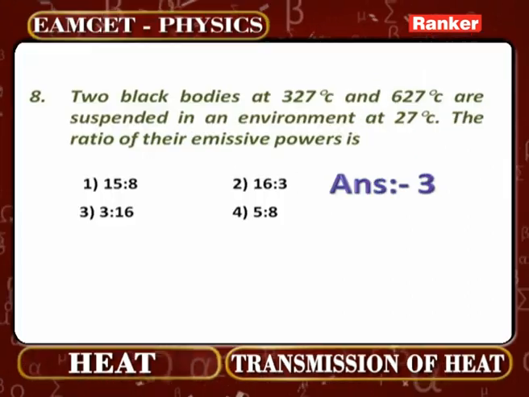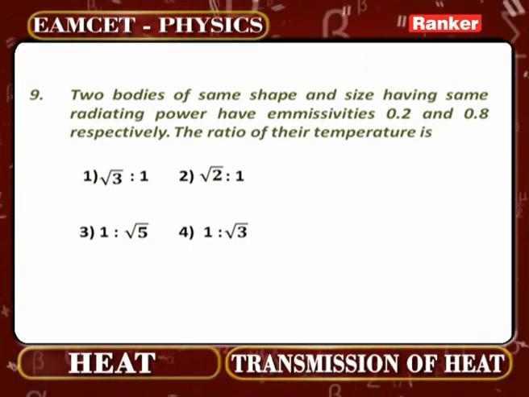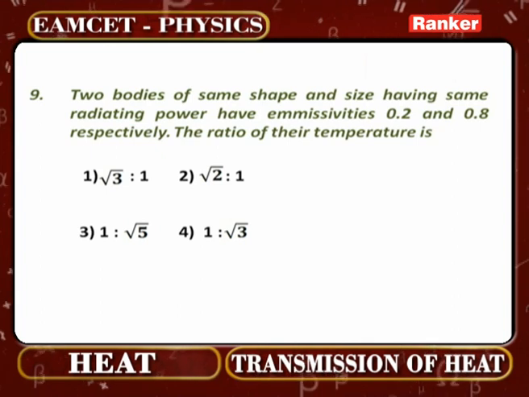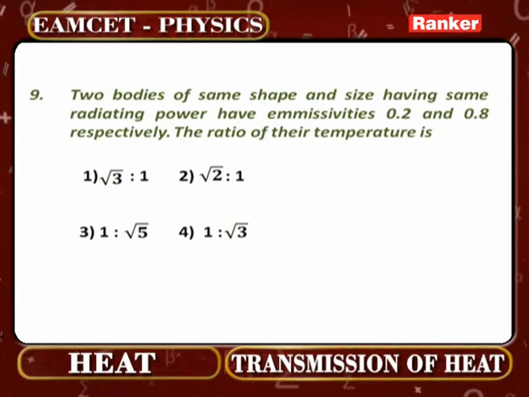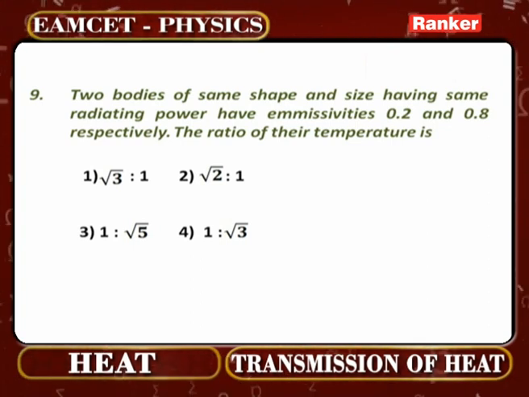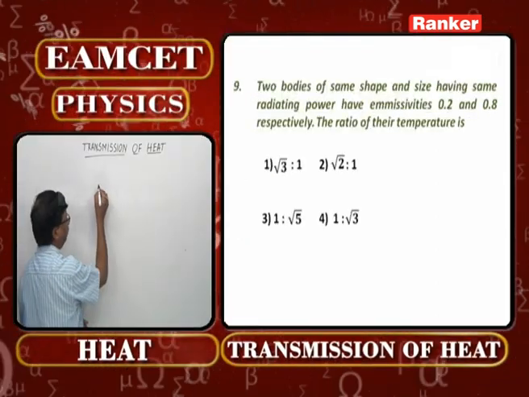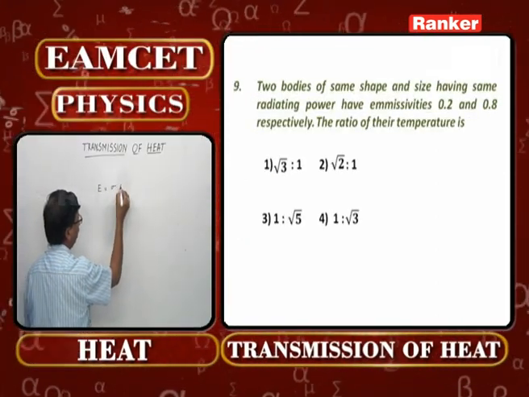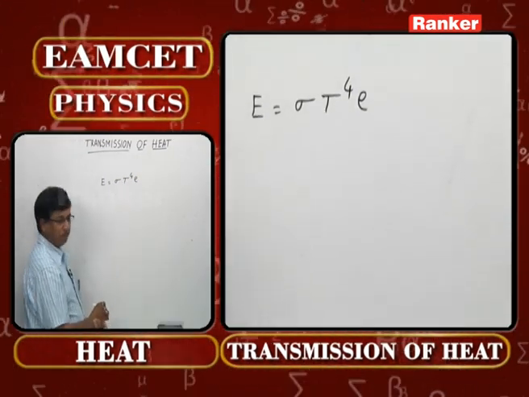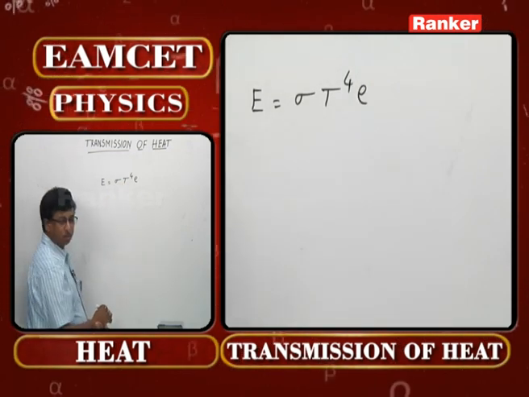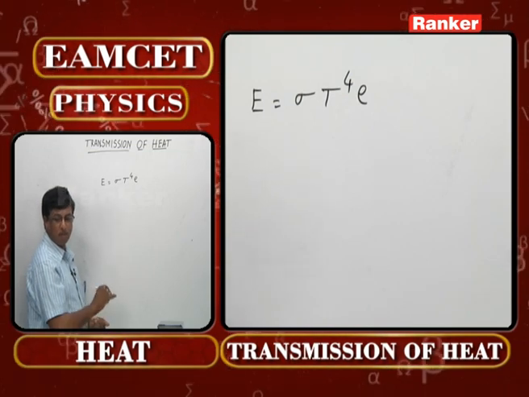Now look at the next one, that is question number 9. Two bodies of same shape and size having same radiating power have emissivities 0.2 and 0.8 respectively. Ratio of their temperatures will be how much? That is the concept. Whenever emissivity is given, I have already mentioned in the beginning itself, sigma T power 4 into E we used to take. That E for a perfect black body, its value is 1, therefore we need not mention that letter E anymore for a black body.